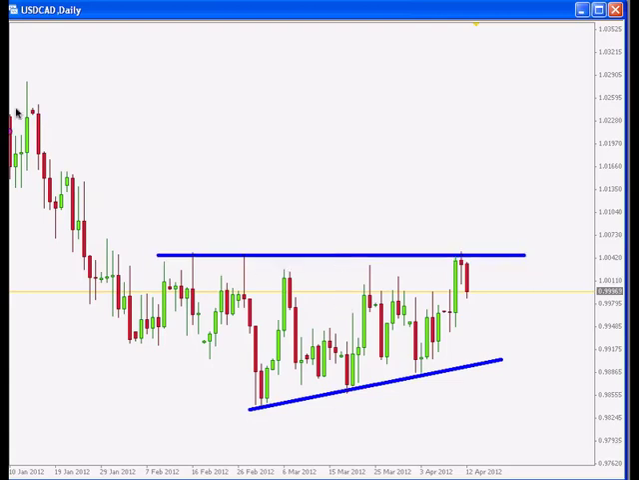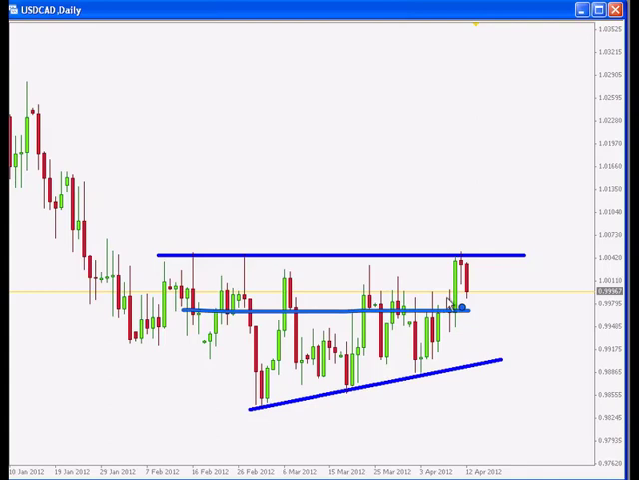Down move, a flat top triangle, and now we have to wait, obviously, to see to what side the triangle is broken towards, either to the upside or to the downside. Pretty much the same thing as I said before.